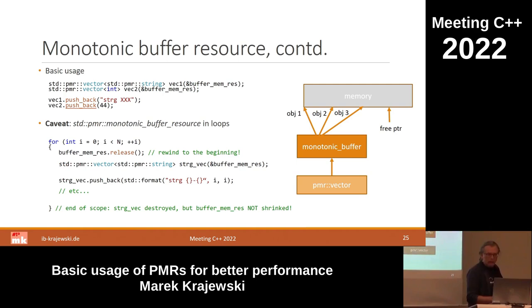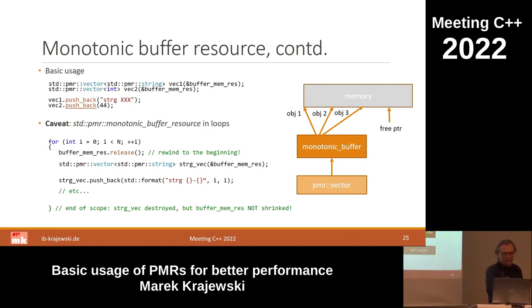So, how are we using it? Just in the standard way, we can define a vector of PMR strings and give the address of this PMR to it. There is, however, one problem, which is not very intuitive: the usage of such a monotonic buffer in a loop.